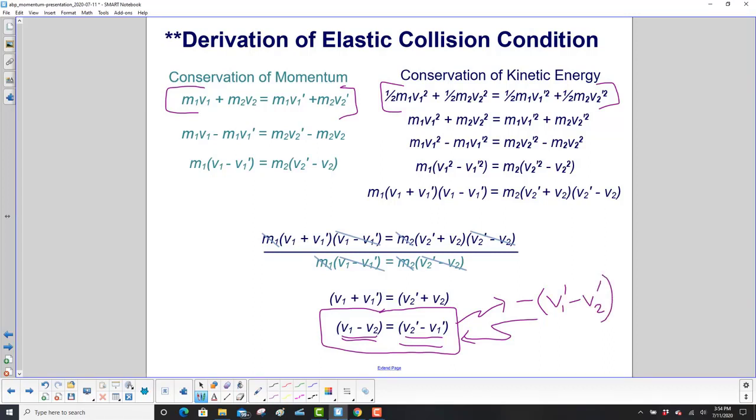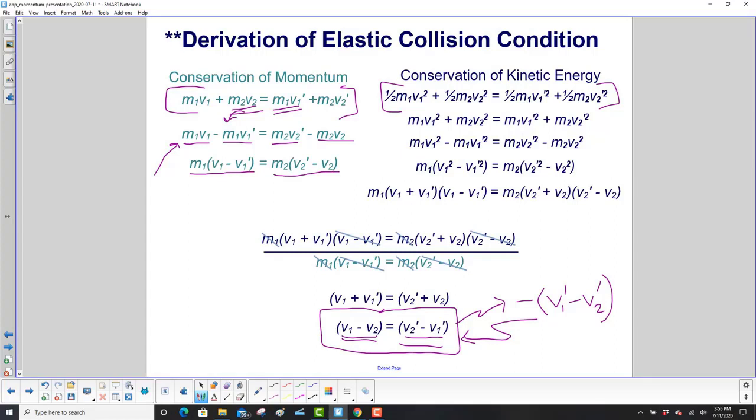So let's start with conservation of momentum. The first thing we're going to do is get all the m1s on one side and the m2s on the other. We do that by subtracting m1 v1 prime from both sides and by subtracting m2 v2 from both sides. So we have m1 v1 minus m1 v1 prime equals m2 v2 prime minus m2 v2. All we did was put the same mass on the same side. Then, since m1 is in both terms, we factor it out. So we have m1 times (v1 minus v1 prime) equals m2 times (v2 prime minus v2).